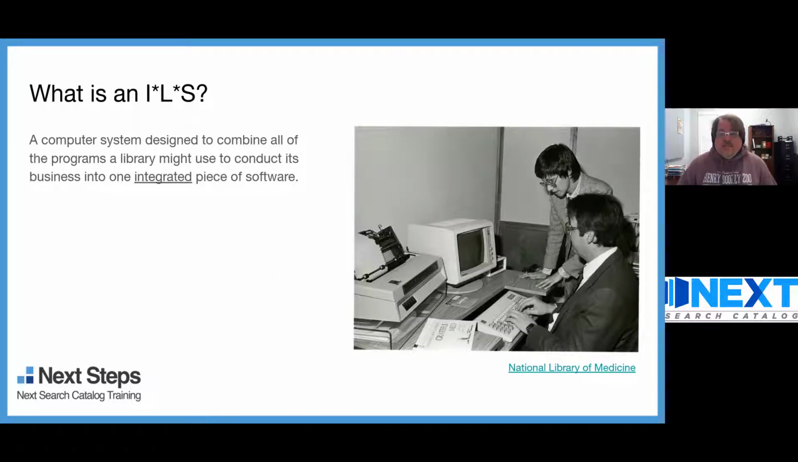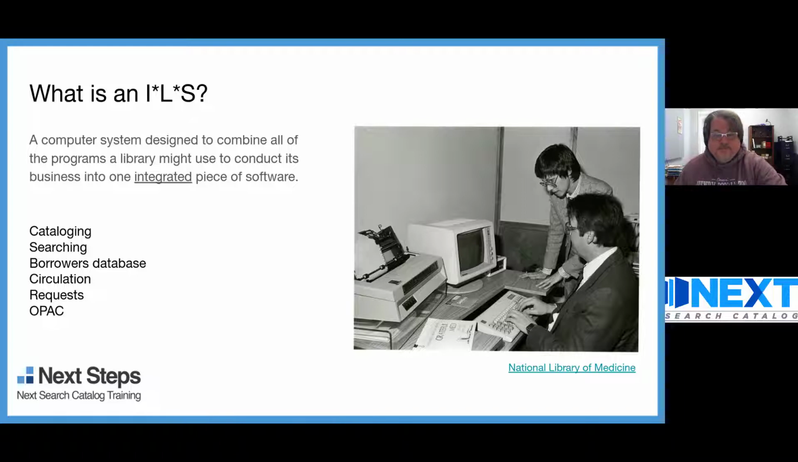So the quick 5-second definition of an ILS is right there on the screen. It's a computer system designed to put all of the programs that a library might use to conduct its business into one integrated piece of software. And ILSs generally include a cataloging module, the ability to search the catalog, a borrower's database, information about borrowers, circulation system, requests, so people can request things that aren't checked in, and an OPAC. OPAC is another abbreviation. It's short for Online Public Access Catalog.